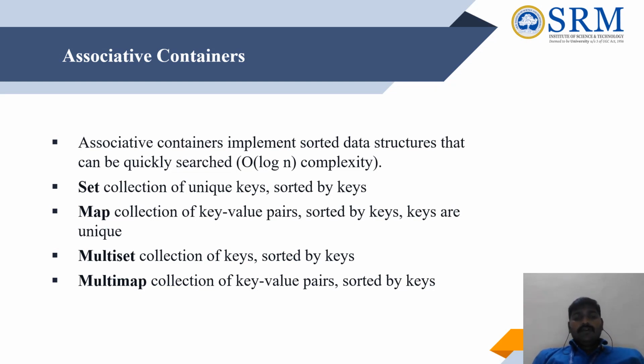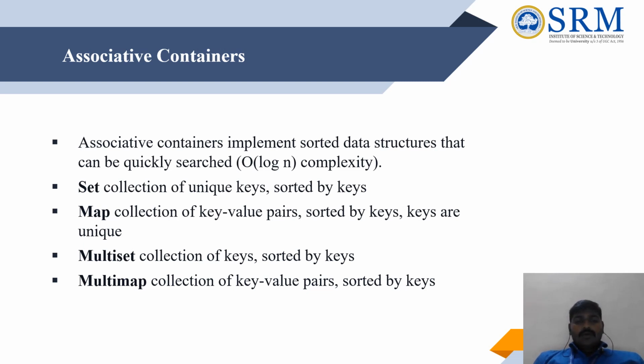So the first one is set. With a set, we'll be storing the values based on unique keys. It's nothing but a collection of unique keys. Based on the keys, we'll be storing in sequential order, and the values will be placed in the array based on the keys. So this is set.